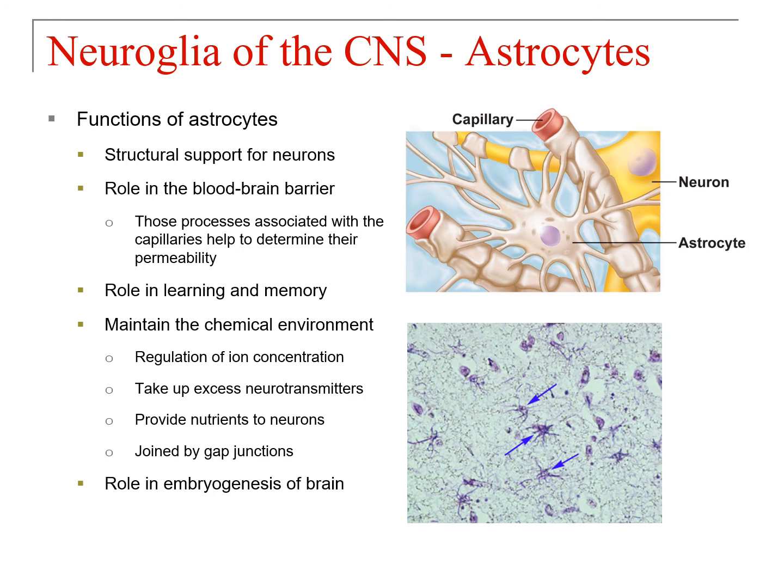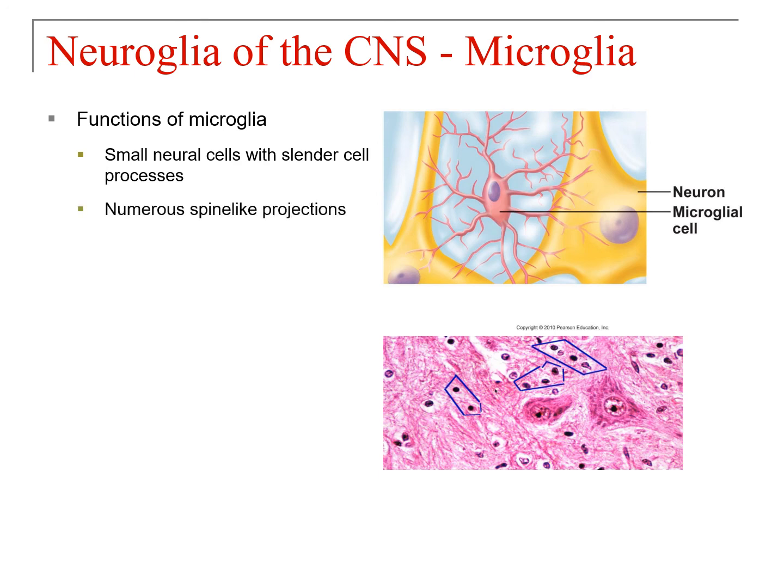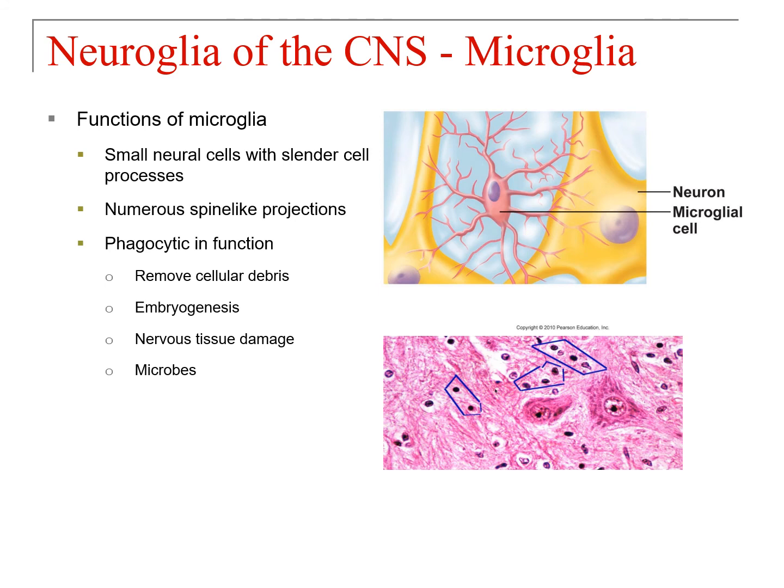They also have a role in embryogenesis of the brain, and like the role in learning and memory, this is not well defined, but when there are abnormal numbers of astrocytes, then the brain does not develop normally. Okay, microglia, they're small cells. That's the reason why they get called micro. They've got a lot of projections to them, and what their job is basically phagocytosis. And so they're going to remove any sort of cellular debris, and there's going to be a lot of that generated by neurons because their metabolism runs so high. They have a role in embryogenesis, and as with astrocytes, it's not that well known, but again, if there are abnormal numbers of microglia, then embryogenesis doesn't happen normally.